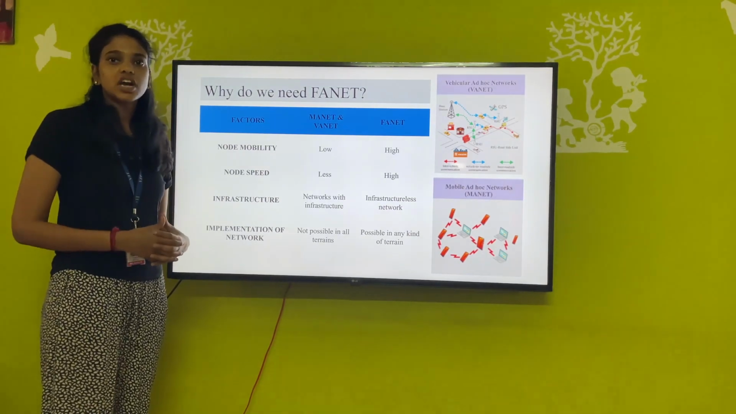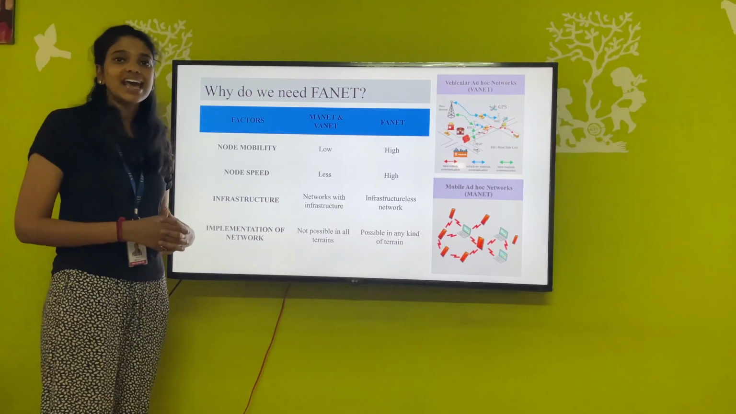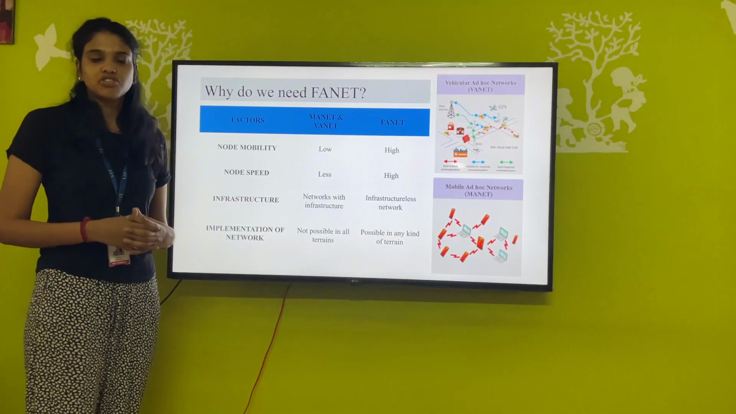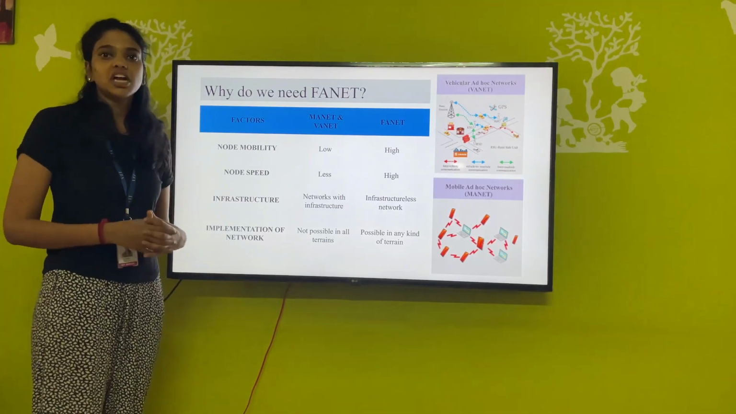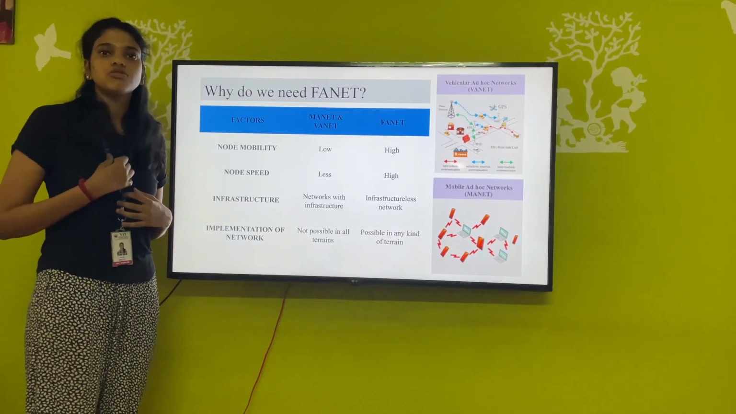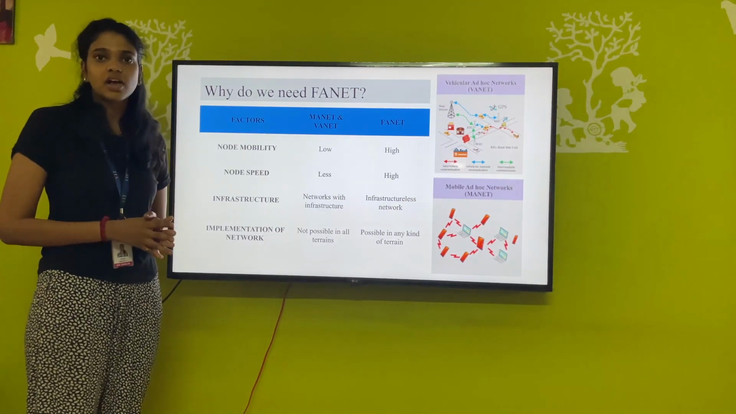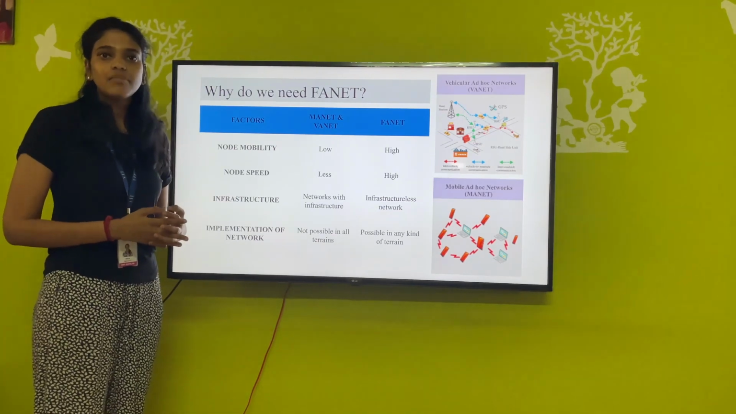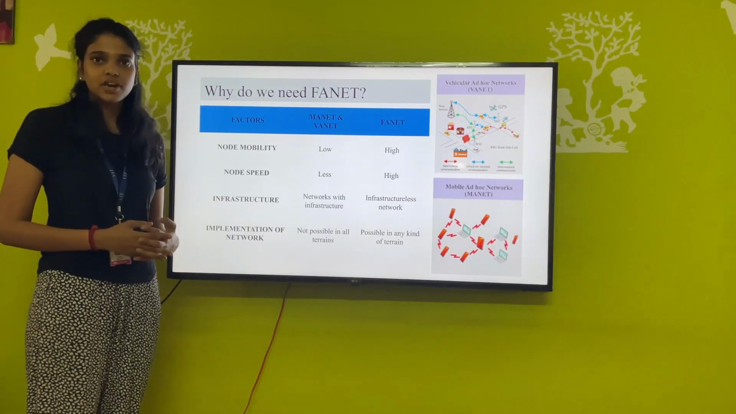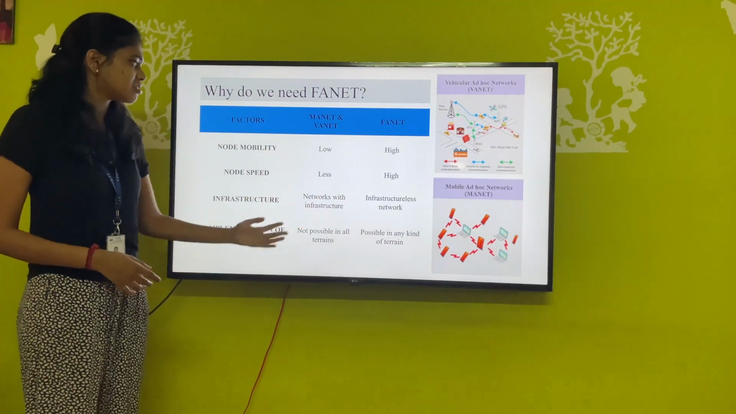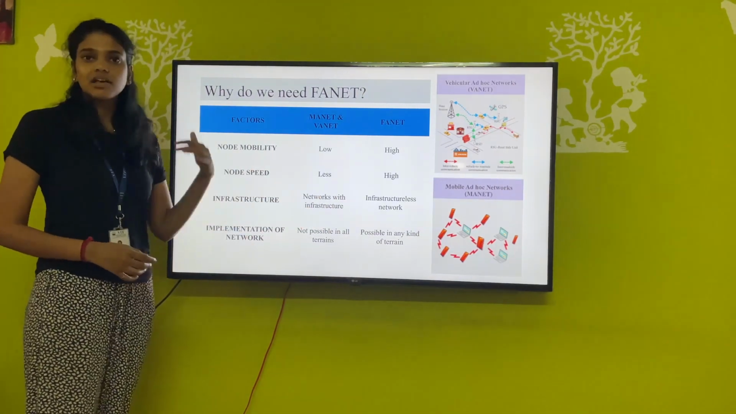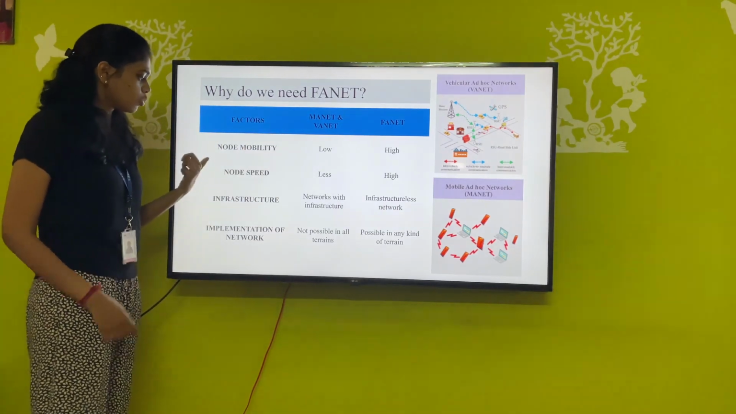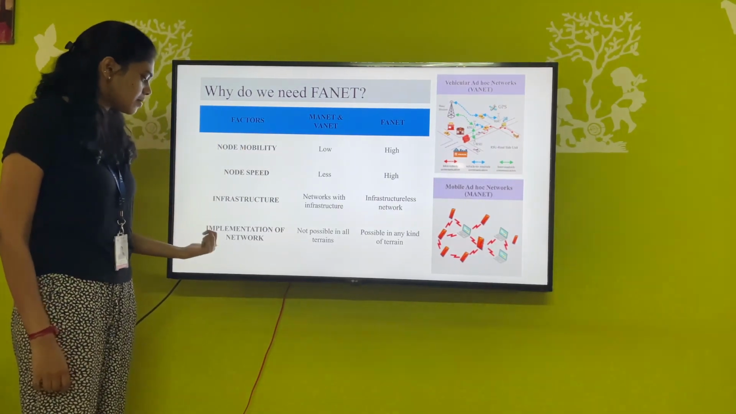FANET is a type of ad hoc network that is designed specifically for unmanned aerial vehicles, UAVs, to communicate with each other and with ground-based infrastructure. FANETs have a range of potential applications including disaster response, border surveillance, and environmental monitoring. When compared with VANET, FANET shows an upper hand in reliability, adaptability, and flexibility, and there are a bunch of applications we can see over here in which FANET stands in a superior position to MANET and VANET. So there's more mobility, node speed, infrastructure, and implementation of the network.